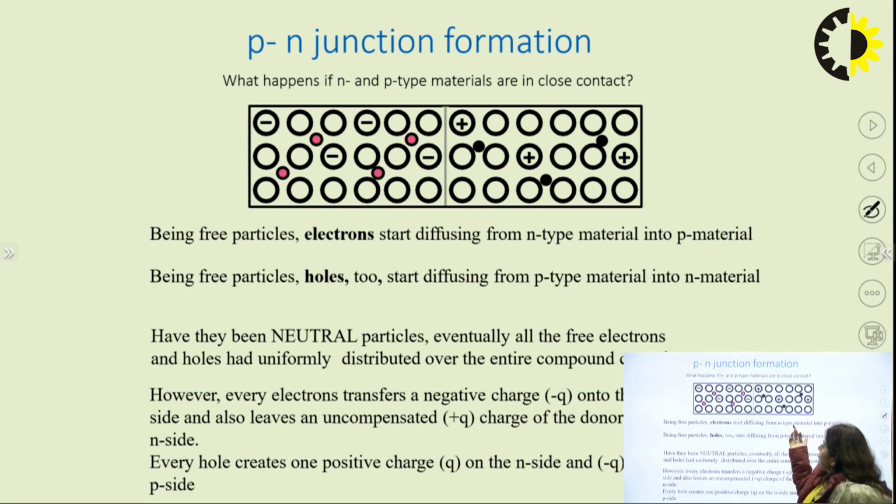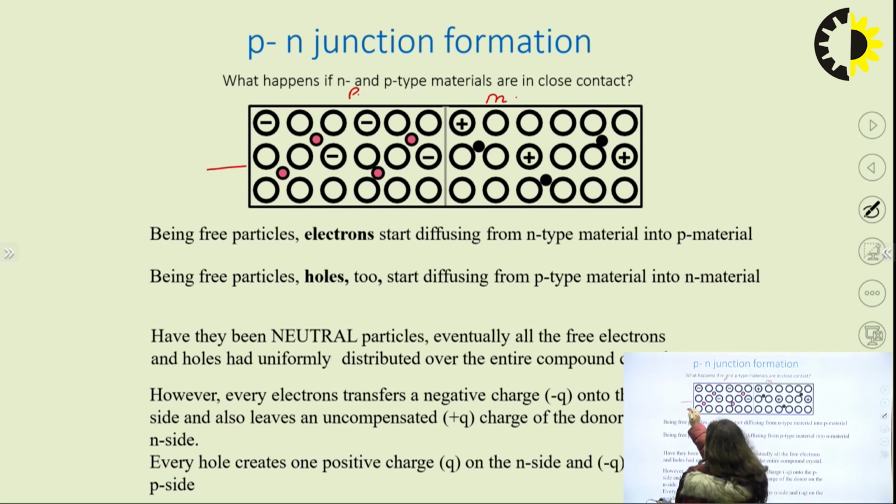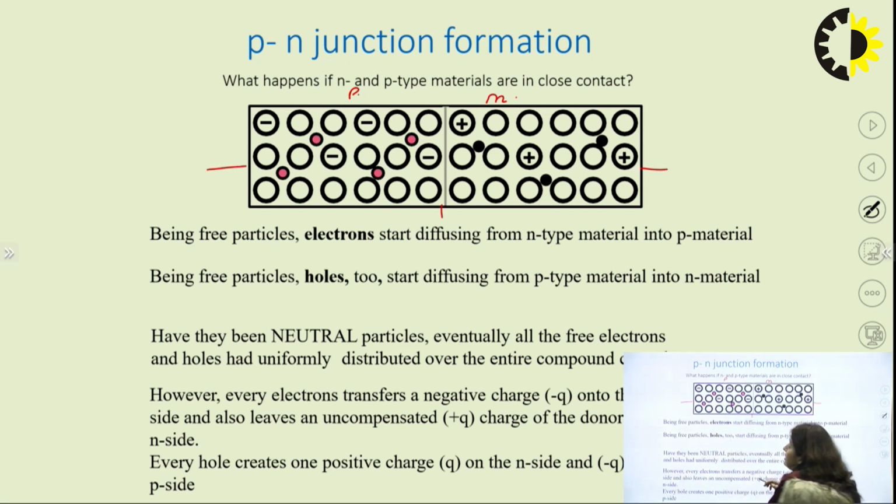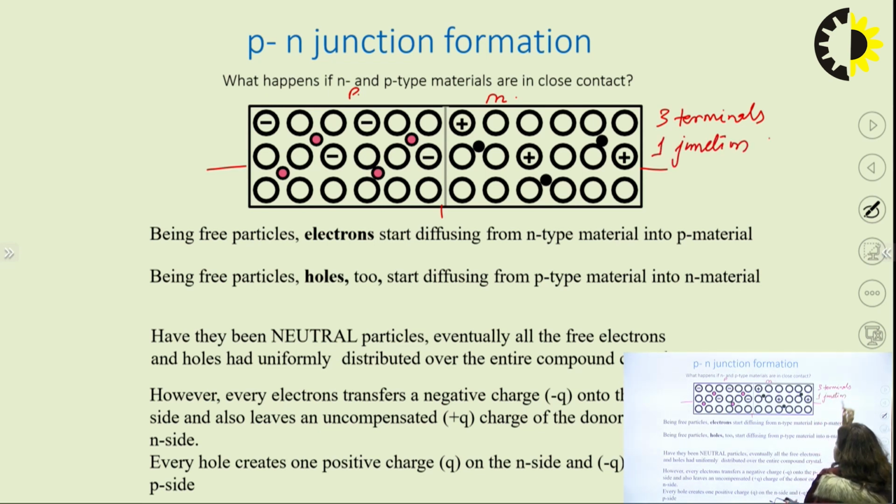Firstly, you can see from the figure that there is P type semiconductor material and N type semiconductor material, and we have joined both these semiconductor materials to form a PN junction. So it has basically this terminal and this terminal. It has three terminals, and the junction is only one. So we have three terminals and one junction.